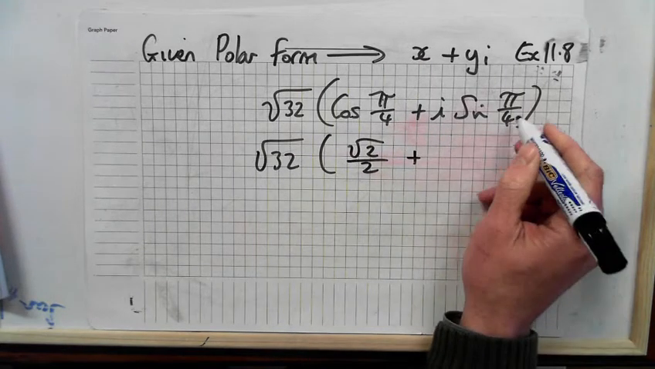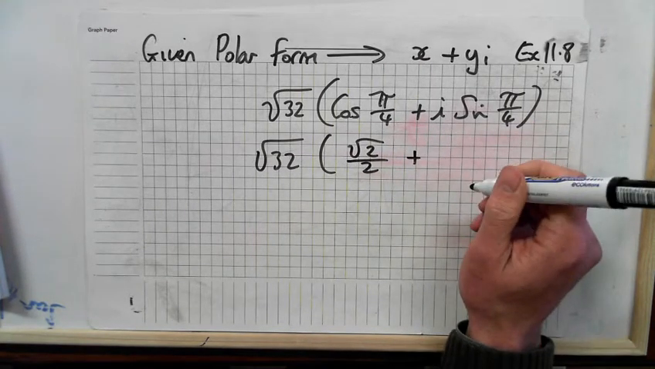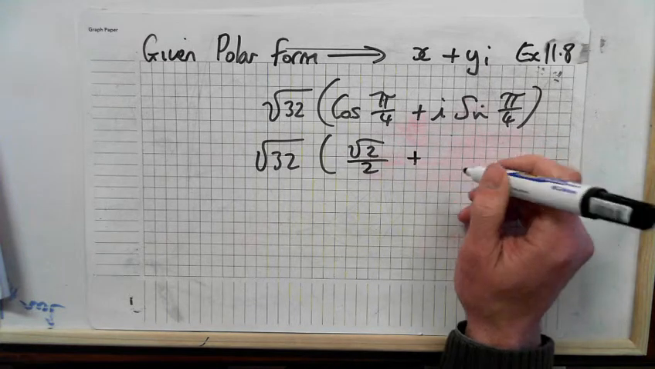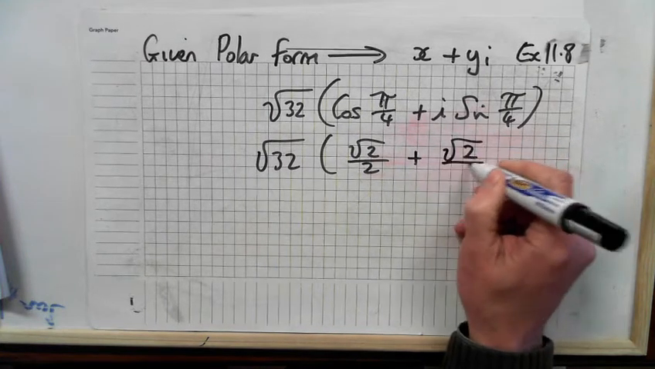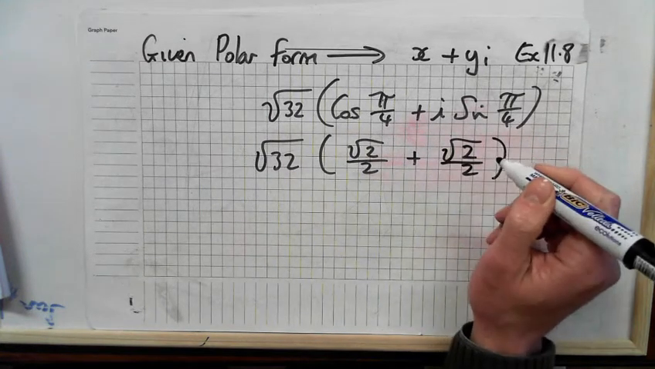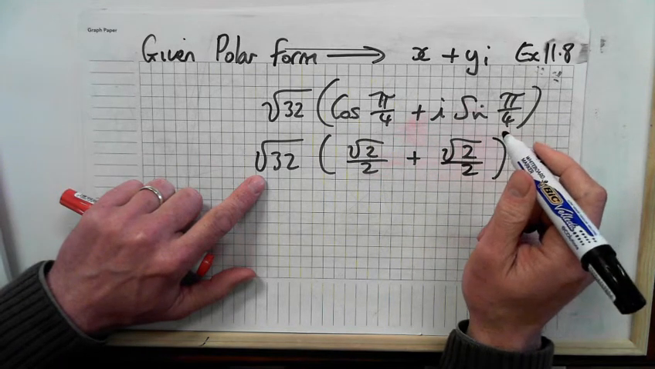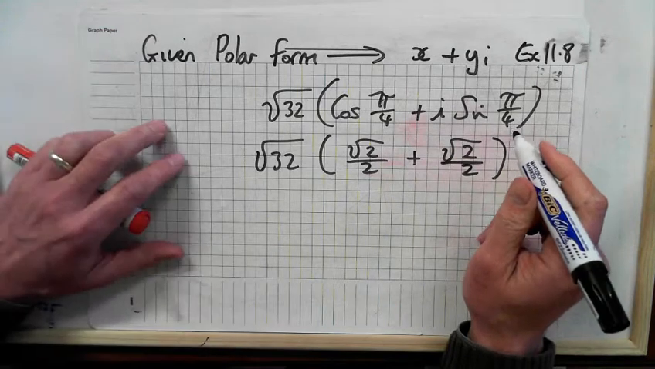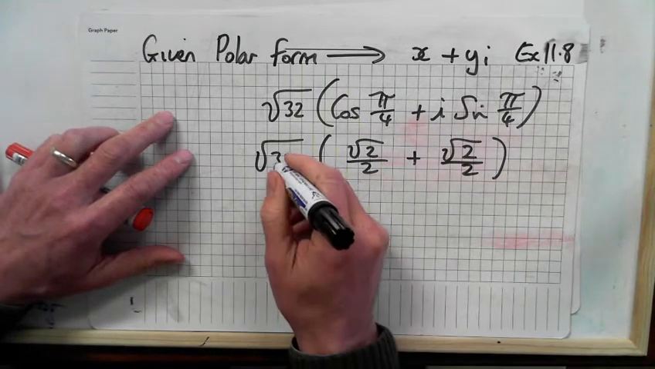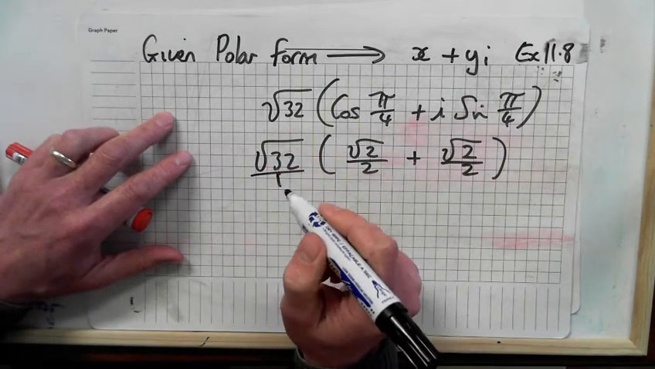Plus, if you get the sine of pi over 4, you'll get root 2 over 2. Remember, square root of 3 over 2. I have these done out, so I just wanted you to have a look at that on the calculator. Square root of 3 over 2, square root of 3 over 2 over 1.